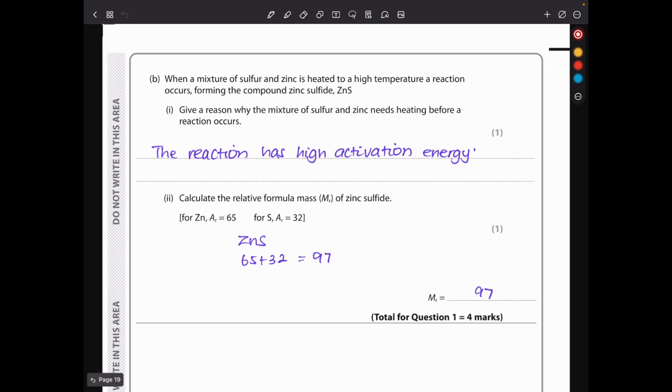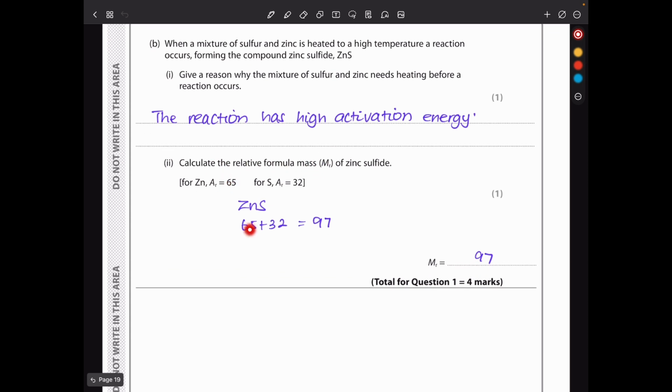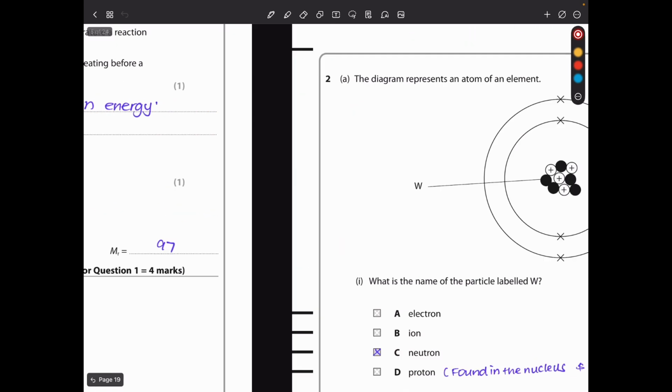Then in part B, when a mixture of sulfur and zinc is heated to a high temperature, a reaction occurs, forming the compound zinc sulfide. Give a reason why the mixture of sulfur and zinc needs heating before a reaction occurs. This is because it has a higher activation energy. Then calculate the relative formula mass of zinc sulfide. Zinc is 65, so we'll get 65 plus 32, giving us 97, and that is the answer.